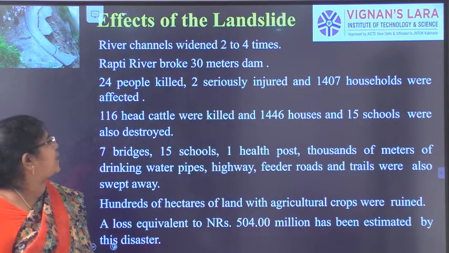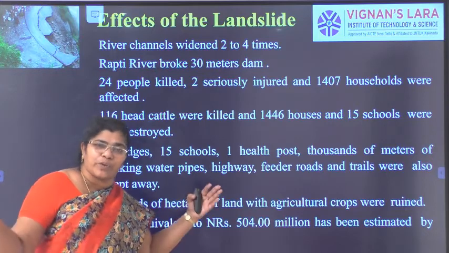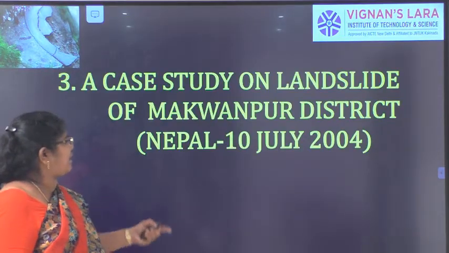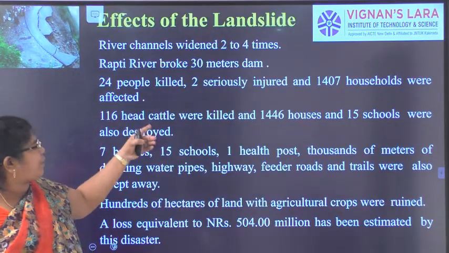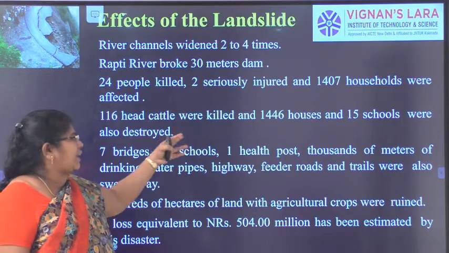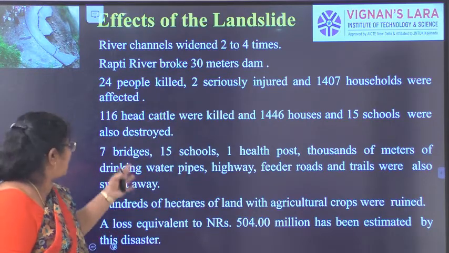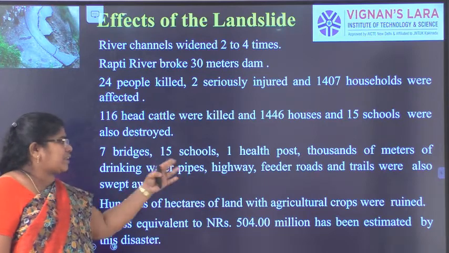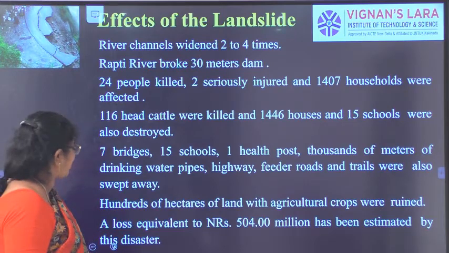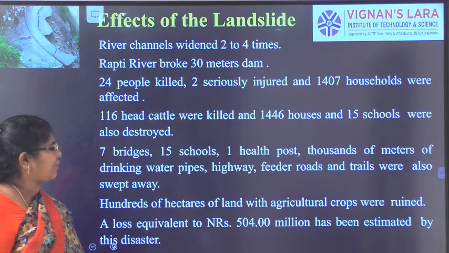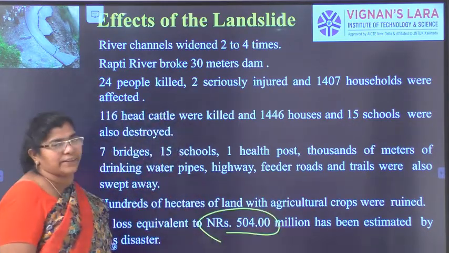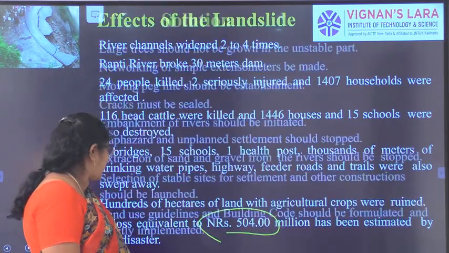And what are the effects? Actually the river channels expanded 2 to 4 times. This was noticed before this landslide took place in Nepal. Okay, and 24 people were killed, 2 seriously injured, 1,407 members were affected, 116 cattle, 1,446 houses, 15 schools were destroyed, 7 bridges, 1 health post, thousands of meters of drinking water pipes, highway feeder roads and trails were swept away, and hundreds of hectares of land with agriculture crops were damaged. A loss equivalent to 540 million was estimated from that disaster.